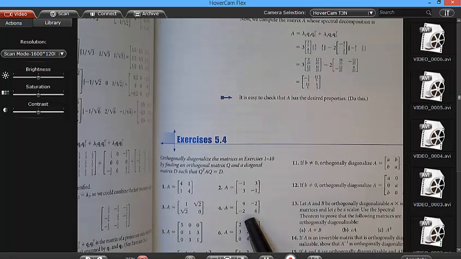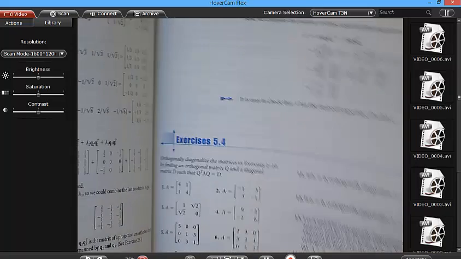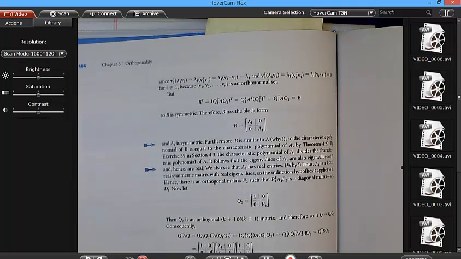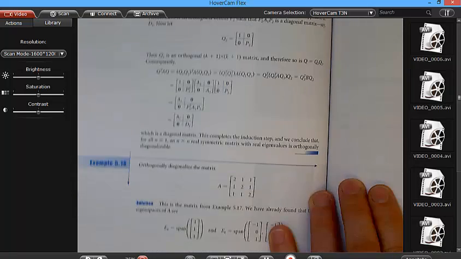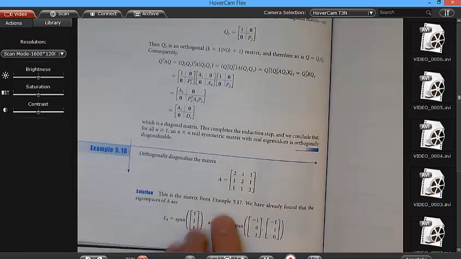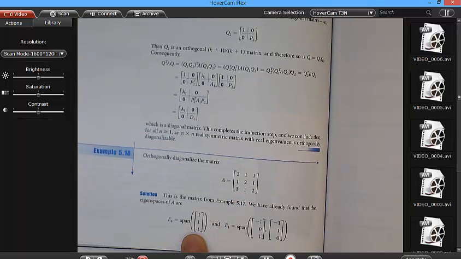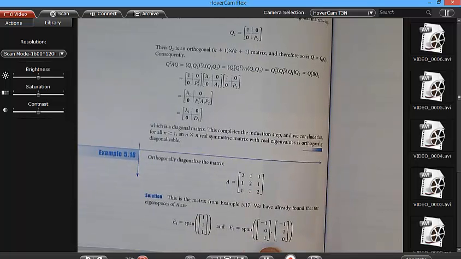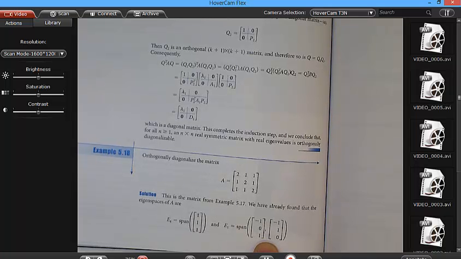So if you have a symmetric matrix, the question is, how do you orthogonally diagonalize? And I think the examples are very easy to follow. I do. Here's example 5.18. Symmetric matrix. Hey, this looks a lot like the one that we just dealt with, right? It has eigenvalues 4 and 1 instead of 5 and 1. Its one eigenspace is only 2-dimensional instead of 3-dimensional.